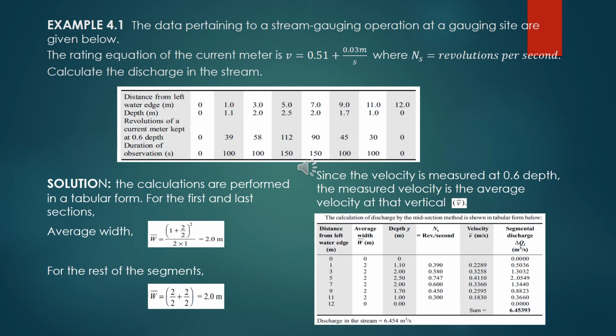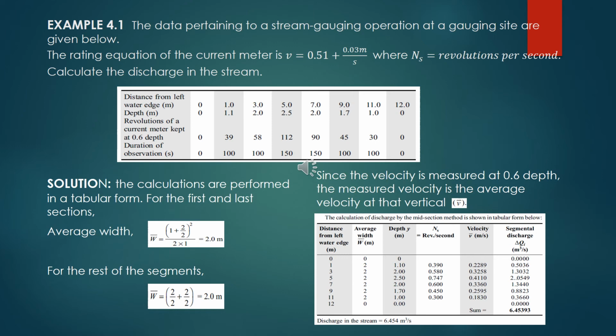Example. The data pertaining to a stream gauging operation at a gauging site are given below. The rating equation of the current meter is V equals 0.51 N sub S plus 0.03, where N sub S is the revolutions per second. Calculate the discharge in the stream.